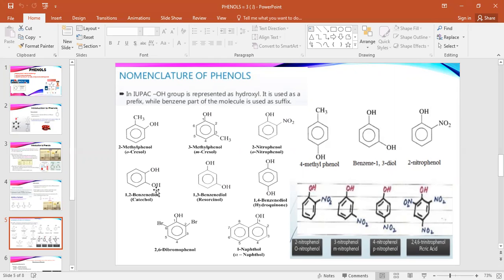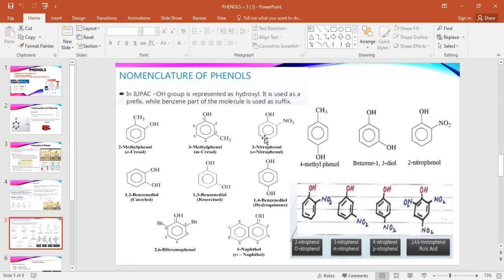Here we have 2 OH, 1, 2, benzene diol. Now, if you consider both OH, then the name of the ring is benzene. So 1,2-benzenediol: di means 2, ol means 2 OH groups are present. Same like this, you can practice for all others because before we did the nomenclature of alcohol. You need to pay attention here and you will start the numbering from OH.